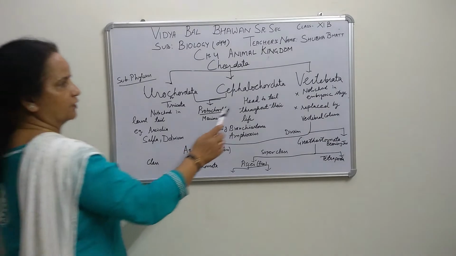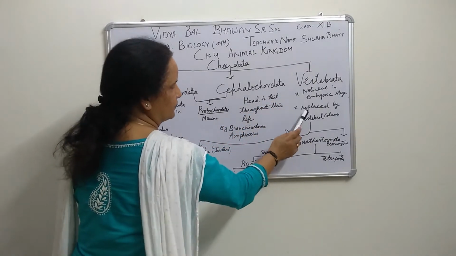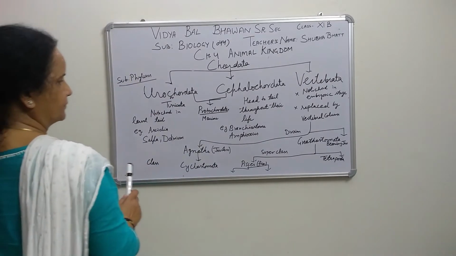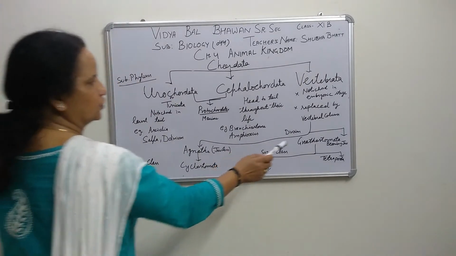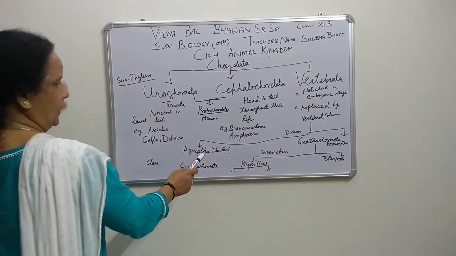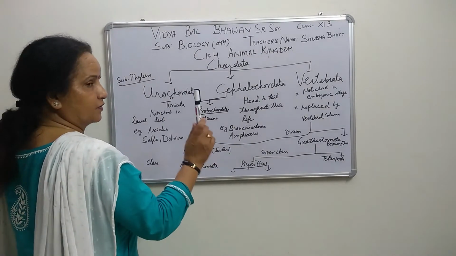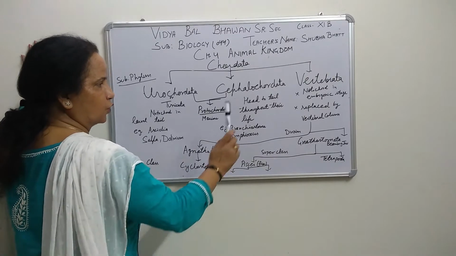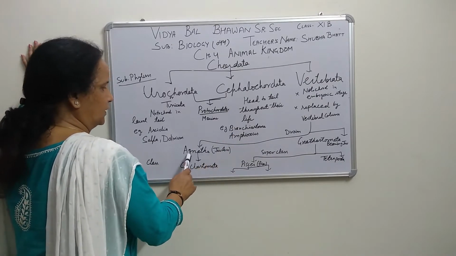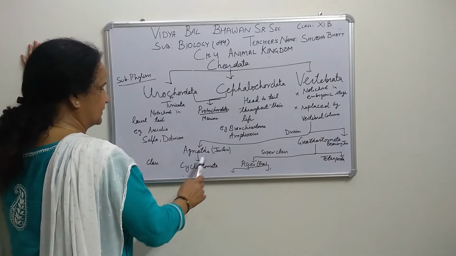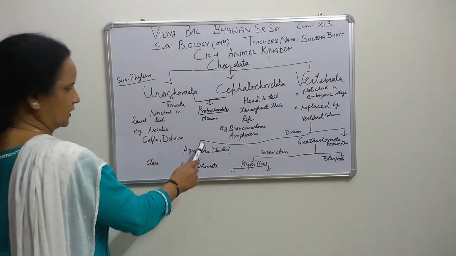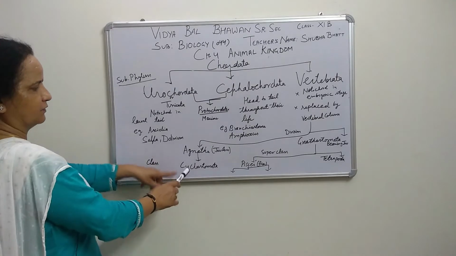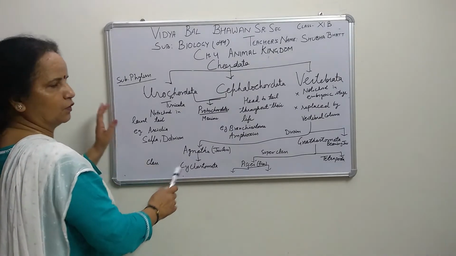In this Vertebrata, the division further, they are divided into two divisions. One is called Agnatha and the second one is called Gnathostomata. Agnatha, on the basis of the jaw: some are jawless, some are having jaws. So those that are jawless, we are calling Agnatha. Here Agnatha further will be divided into a class, that is Cyclostomata.